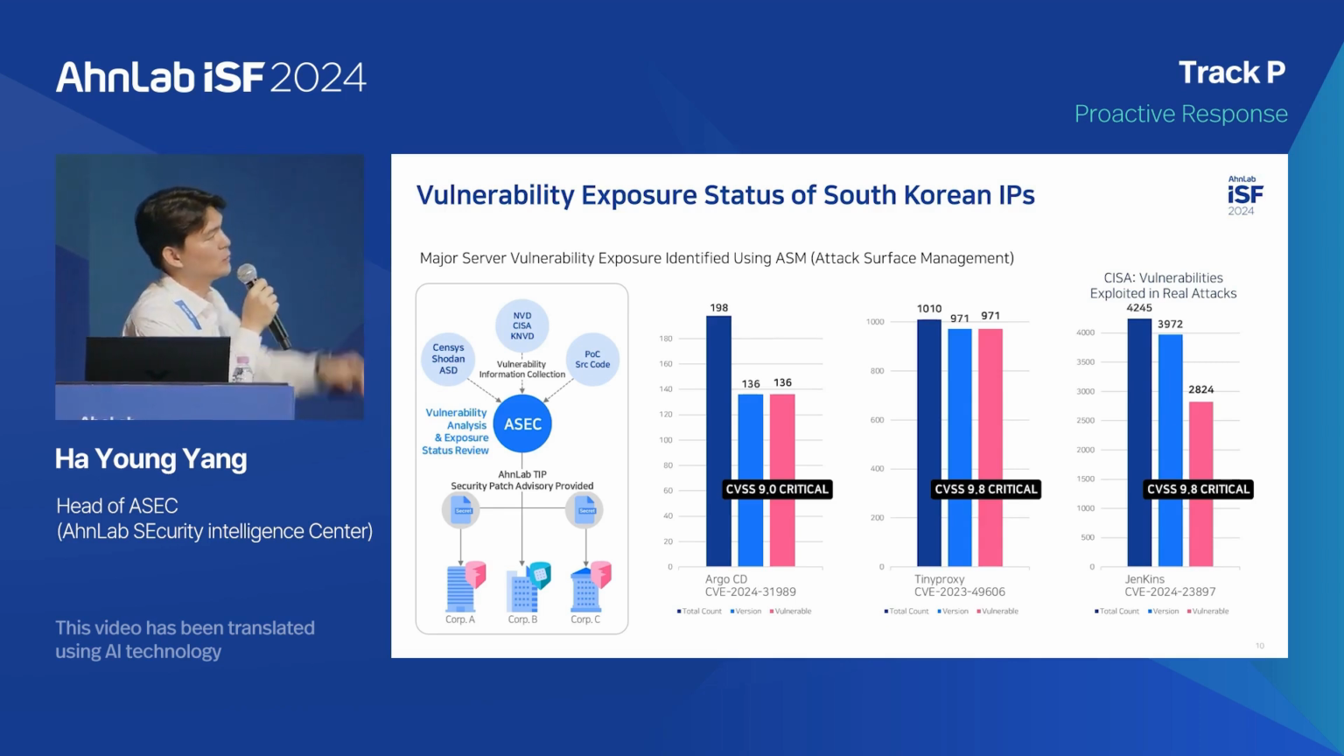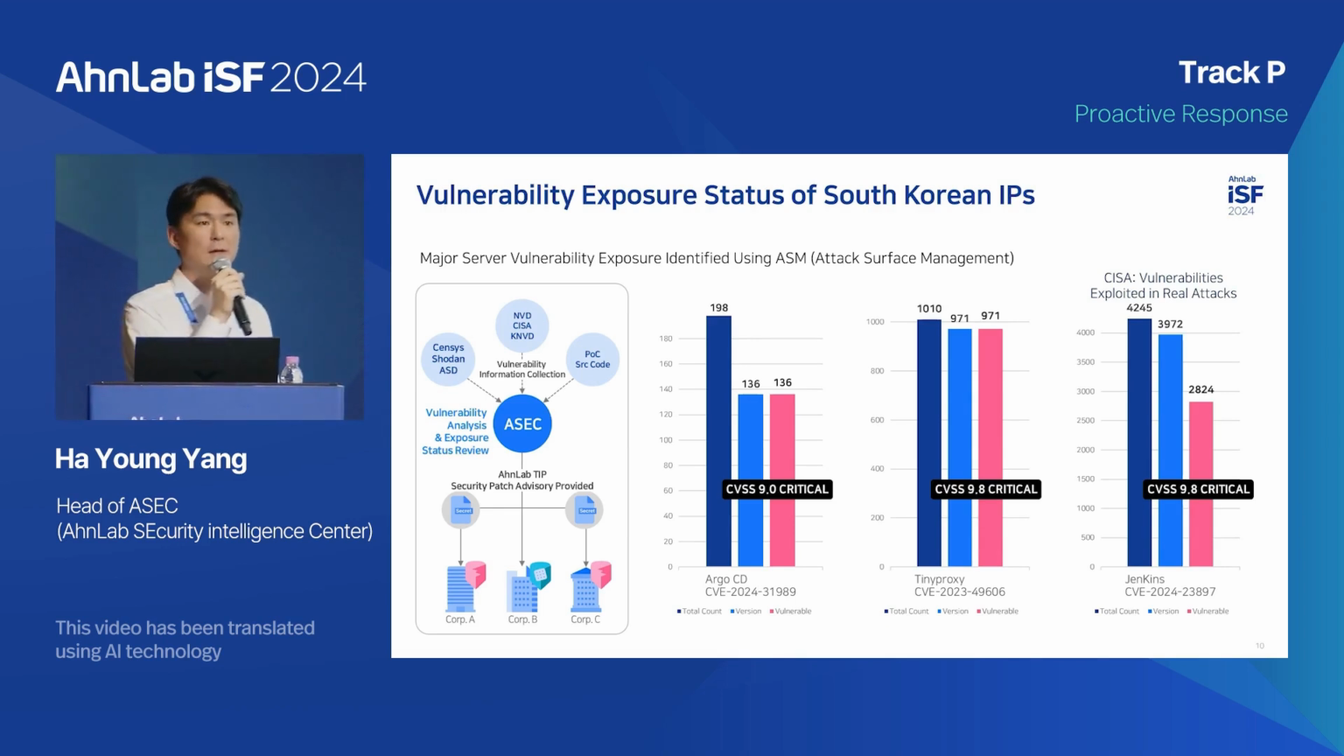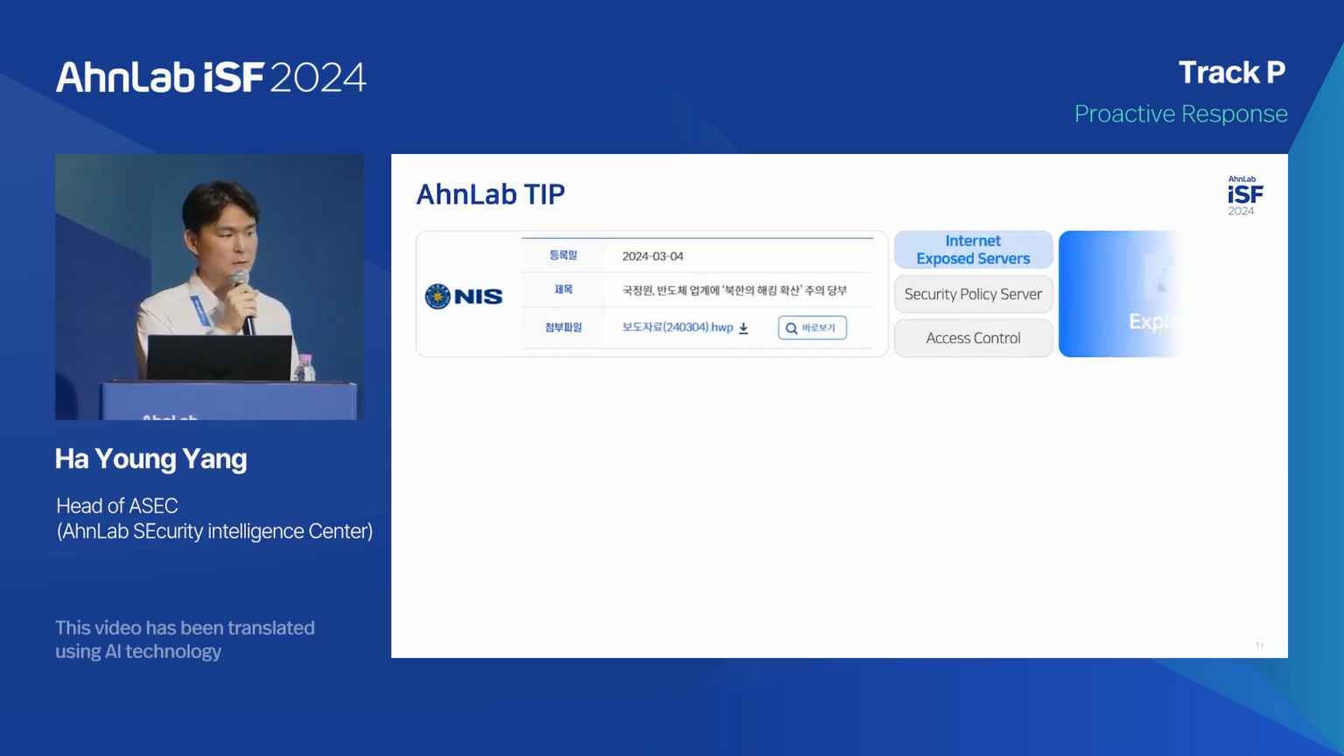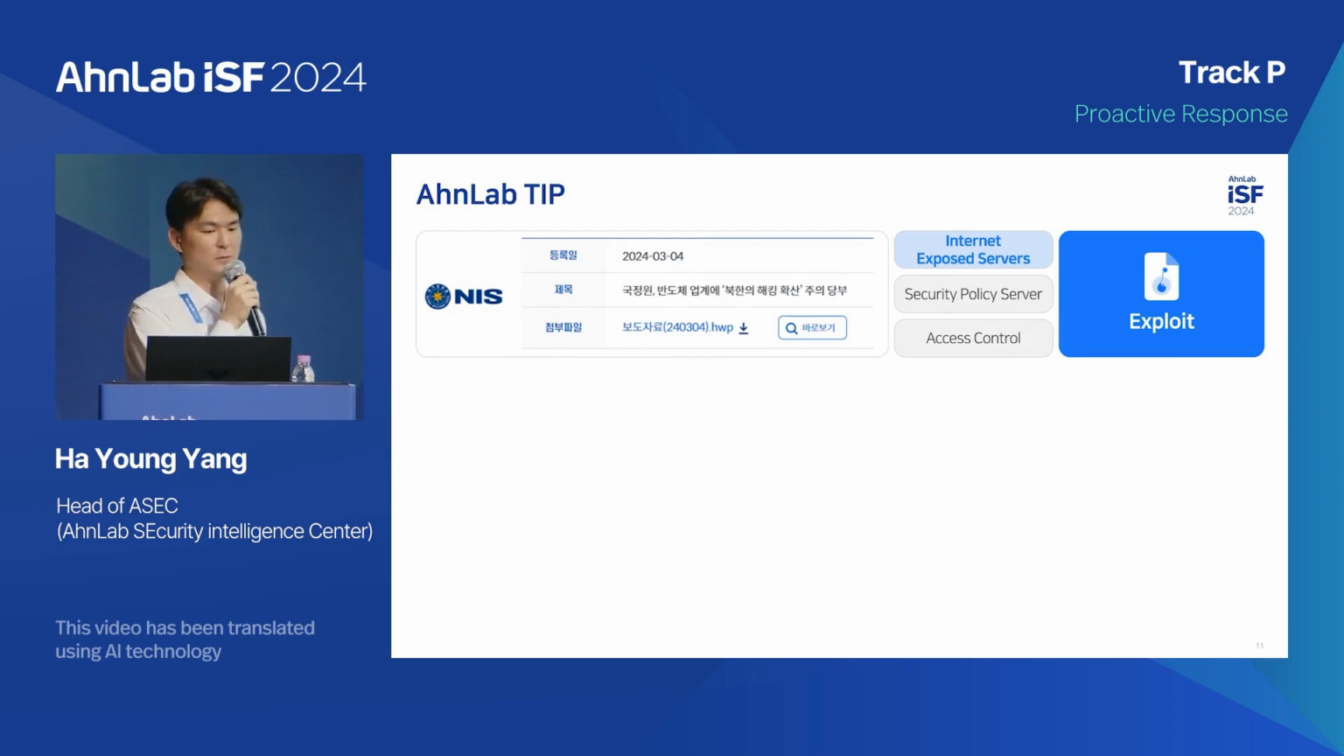So, in the case of Jenkins on the far right, you can see that approximately 2,800 IPs are exposed to a vulnerable version. So there are actually many more environments exposed to vulnerabilities than one might think. As mentioned earlier, in the case of ransomware and malware infections, many vulnerabilities are being exploited during the initial infiltration stage, which requires security personnel to be cautious.